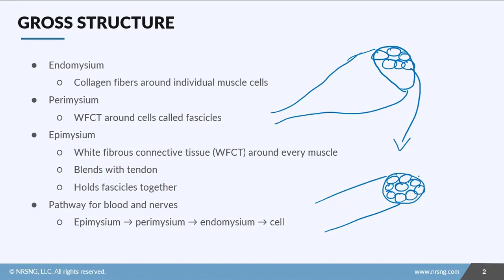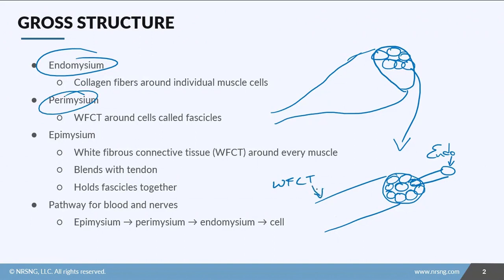Every individual muscle cell has a covering called the endomysium, which is here. It covers the collagen fibers and surrounds every individual muscle cell. And then you have something called the perimysium, which is white fibrous connective tissue that surrounds the fascicle, and that helps to keep them all in place and bundled together.